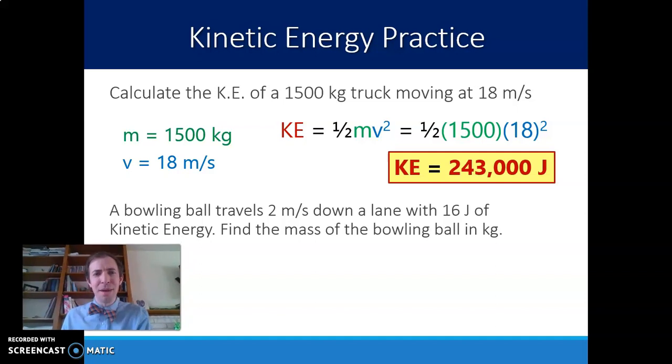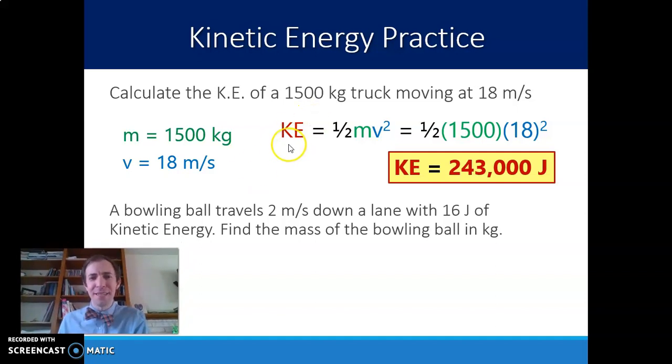So with that form in mind, we don't always have to calculate the kinetic energy. We could use this equation to solve for any of the terms in here. We could solve for mass, or we could solve for velocity as well. So I would like you to try one on your own. A bowling ball travels at 2 meters per second down a lane with 16 joules of kinetic energy. I would like you to use this information to find the mass of the bowling ball in kilograms.